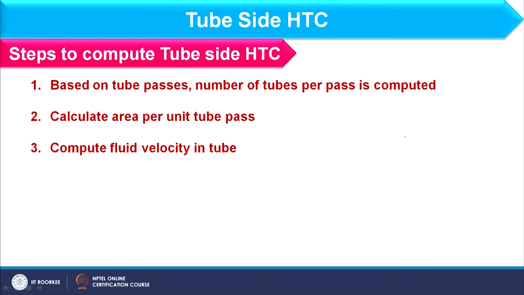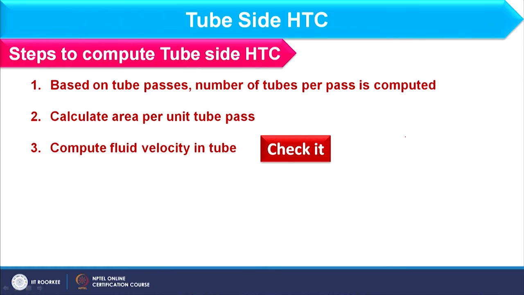Okay. And after that you will find the tube velocity. Okay. Because area per pass you have already calculated and you already know the mass flow rate of the fluid, right. So, considering the density you can calculate the volumetric flow, which should be divided by the area per pass to give the velocity of that fluid on the tube side, right. Now, once you have that, you have to check it.